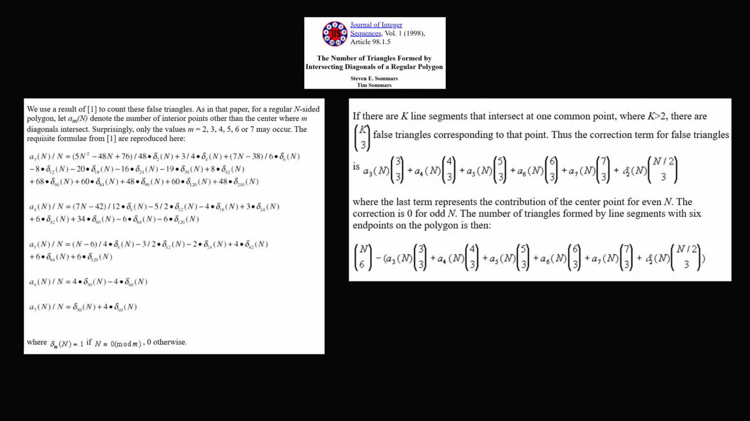I've shared a link to this paper in the video description, and you can probably work through it and figure out a closed formula, and you'd be able to calculate the number of triangles formed by intersecting diagonals of a regular polygon, whether n is even or odd.